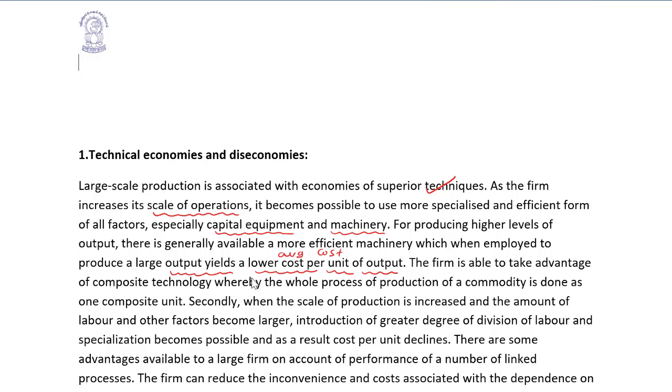Secondly, we can say that when the scale of production is increased and the amount of labor and other factors become larger, introduction of a greater degree of division of labor and specialization becomes possible, and as a result cost per unit declines because specialization is possible.